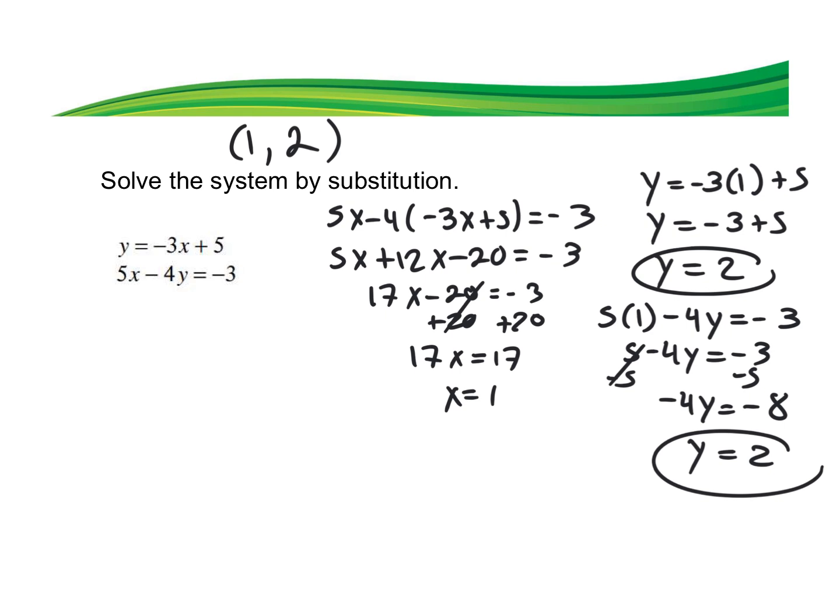Now, how do we check it? We plug it back in. So we get 2 is equal to negative 3 times 1 plus 5. 2 equals negative 3 plus 5. 2 equals 2, so we know it worked out for the first one.